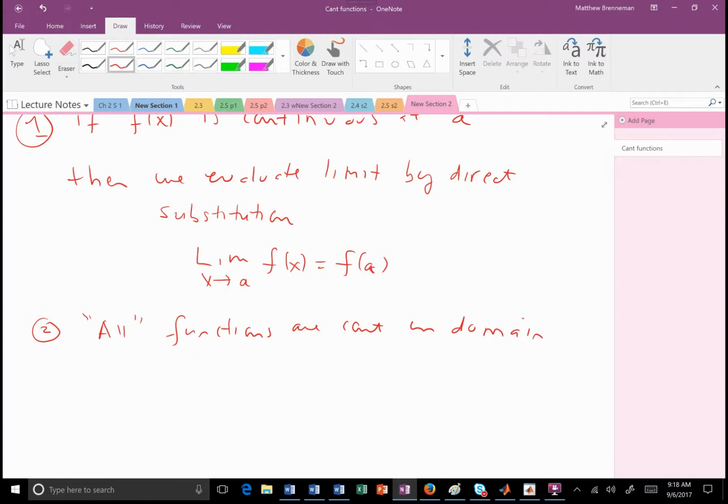The last thing has to do with, how do you get the domain when you have compositions of functions, when you have combinations of functions? And so the idea is, when you have a more complicated function, you don't have a single function, but you have a combination. Yes, sir? All functions are continuous, CONT, continuous in the domain.